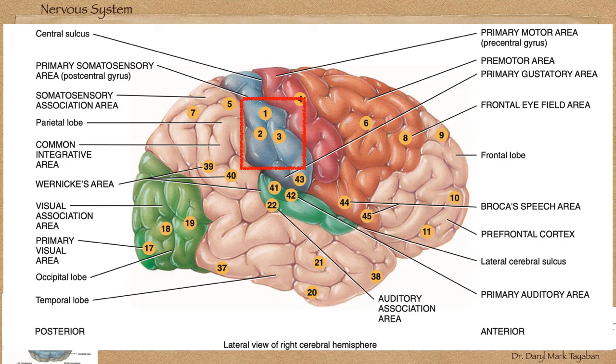So these areas 1, 2, and 3 receive nerve impulses for touch, pressure, vibration, itch, tickle, temperature, like for example coldness or warmth, pain, and proprioception. We defined that earlier regarding the position of the body. It is involved in the perception of somatic sensation. Remember the term somatic, it's more on the musculoskeletal part, the sensation. I hope that's clear. That's areas 1, 2, and 3.